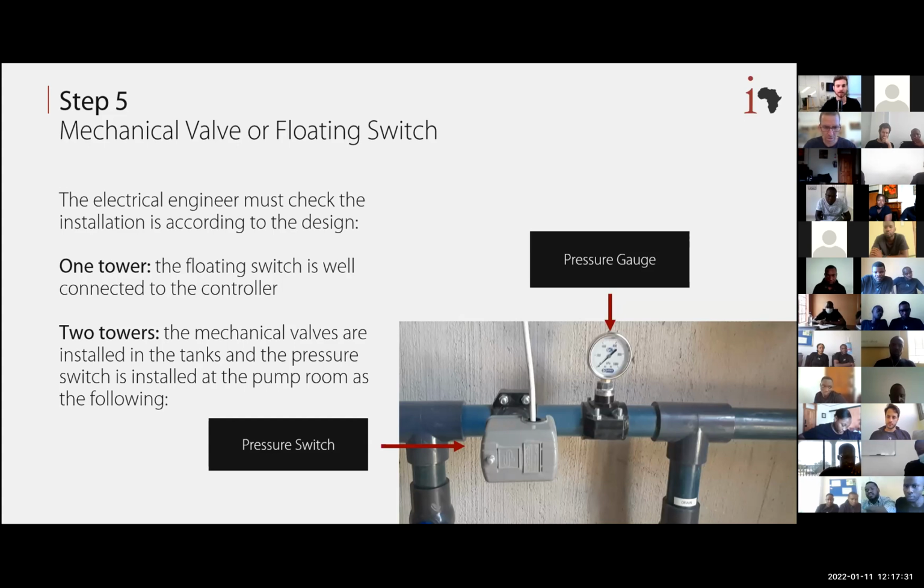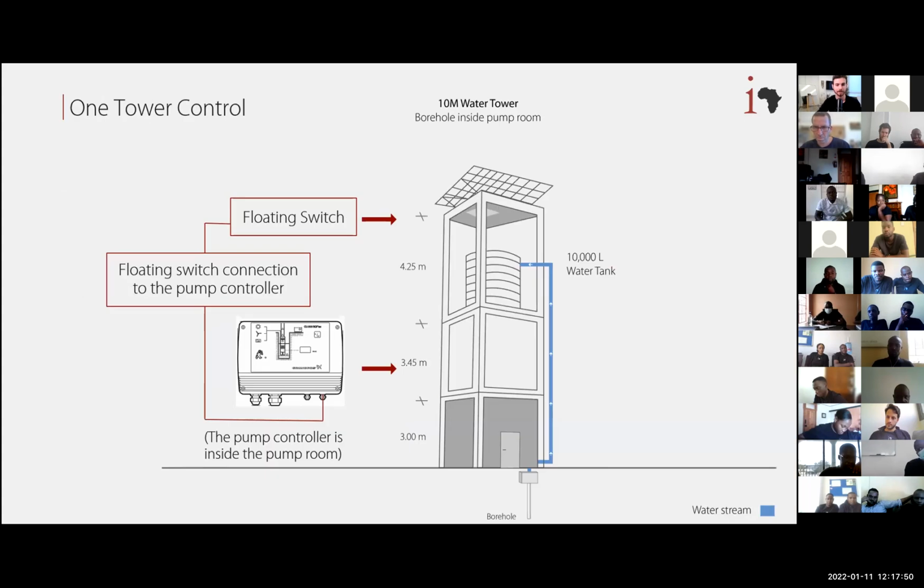And in the two towers, we need to make sure that every tank has a mechanical valve installed in the tank, and a pressure switch is installed in the pump room as the following. Also, the way you calibrate the pressure switch is by using a pressure gauge. We also have it already in the pump room, so you can use it to calibrate.